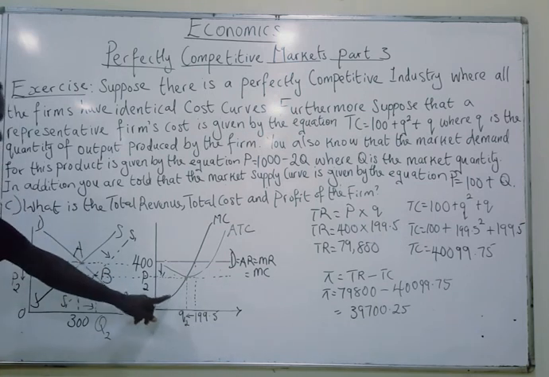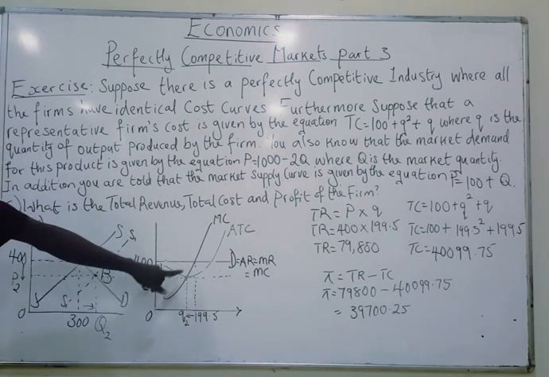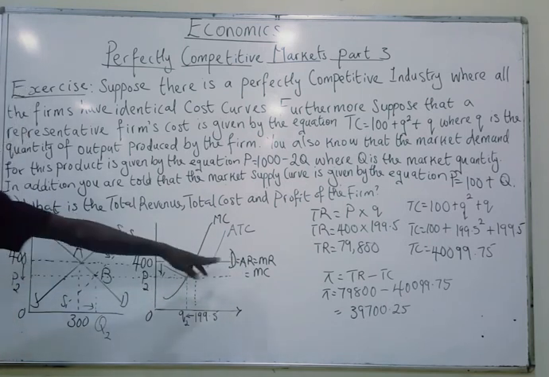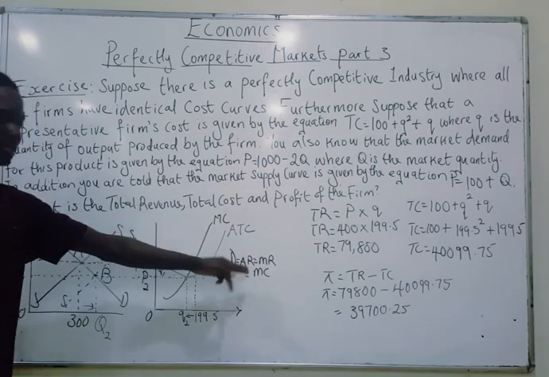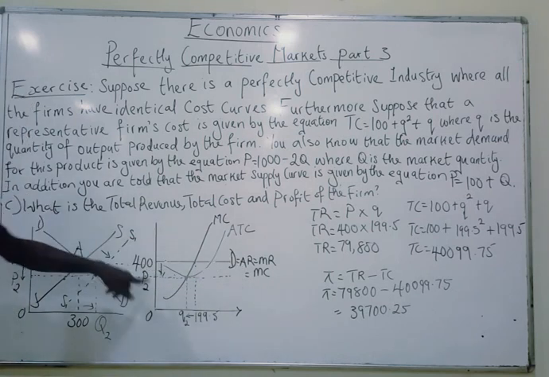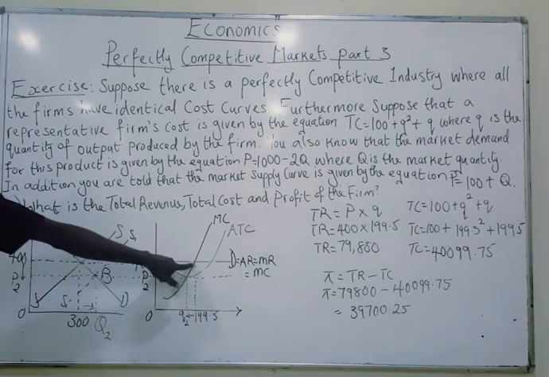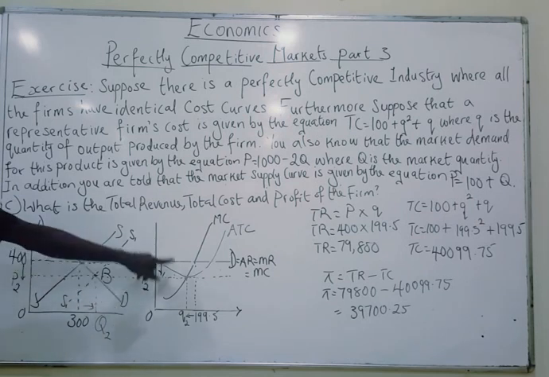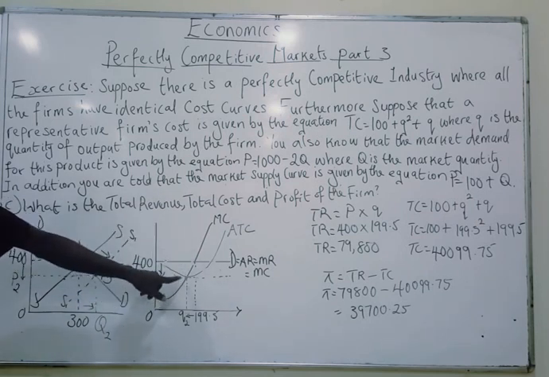Now look at the new intersection. Before, it was producing where its MC was equal to the marginal revenue curve, which is the same as the average revenue curve, when the price was 400. So this was the intersection. Now that the price has reduced to this point, the average cost is here. Then look at what is going to happen here.